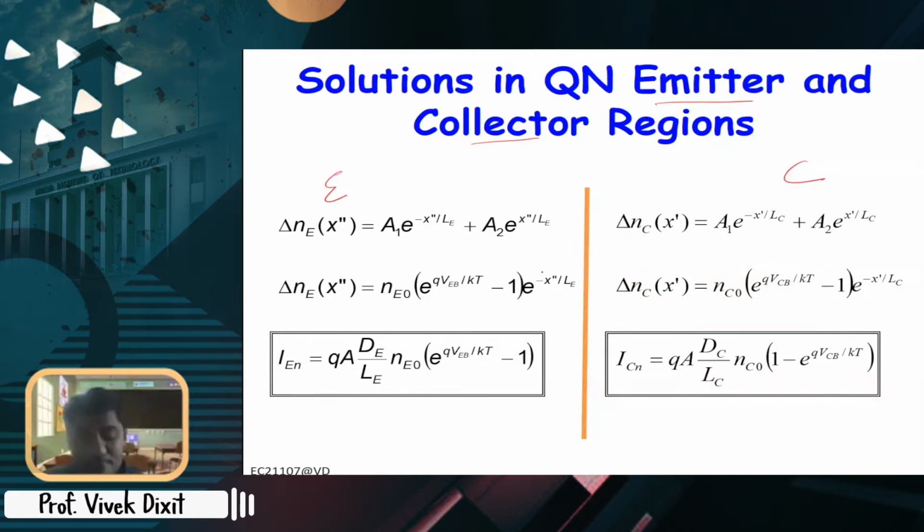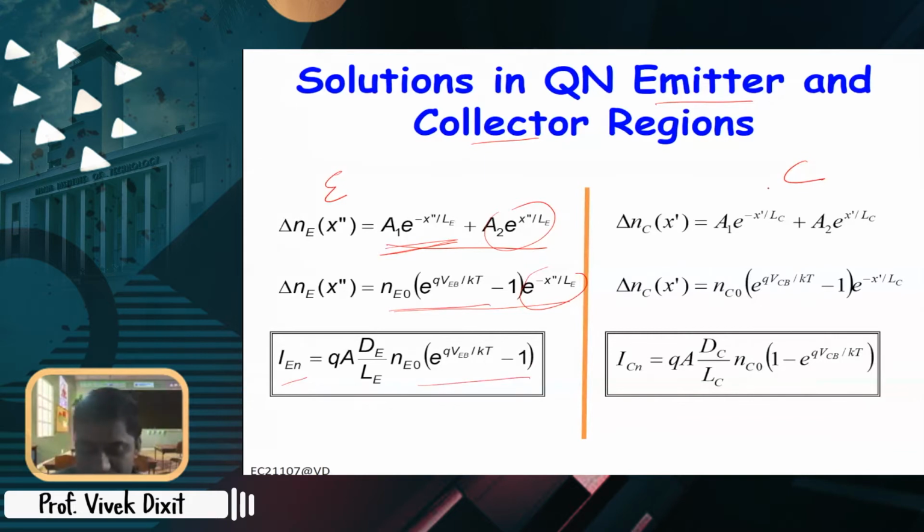And when you solve the minority carrier diffusion equation, you will have these two terms, but this is basically one way, so you can ignore one term, right? You can ignore this one. You will only have e to the power minus x by L, and that will be the profile. Then when you take the derivative, you get IEN. So IEN is QA D by LE, because if you take the derivative, it will become 1 by L. So this will come here, and the rest is reproduced.